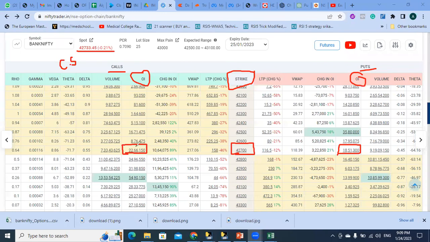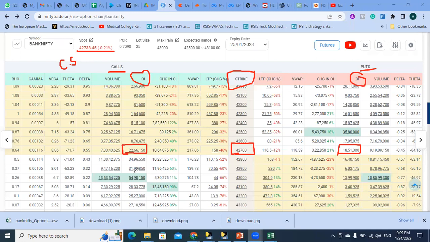So you can imagine that this is a war kind of thing, and this is the place at which the war is happening. There's an army of 22,66,000 people here and 18,51,000 people here. They're fighting with each other for this level. If the call side wins, then Bank Nifty will stay below 42,700. If the put side wins, Bank Nifty will cross 42,700.